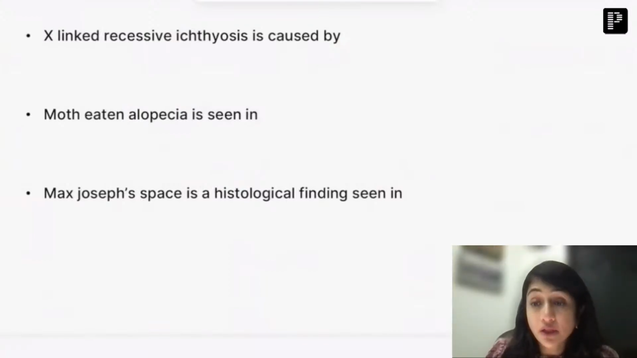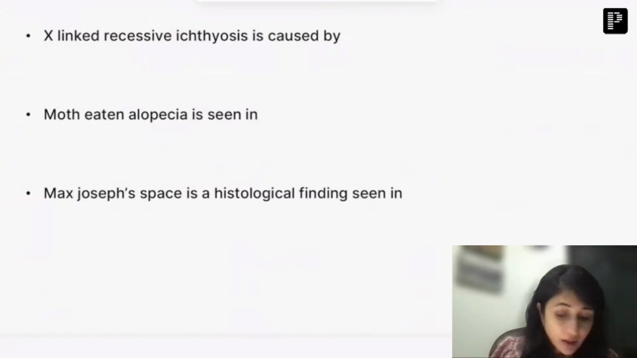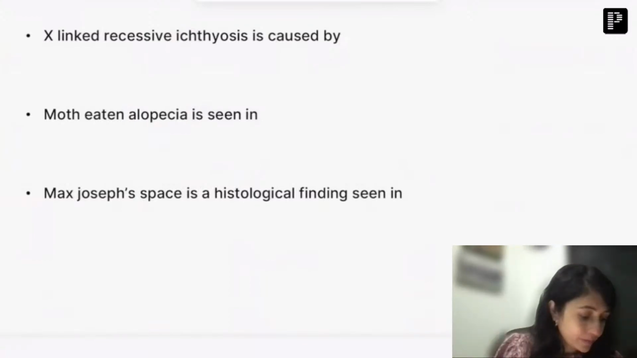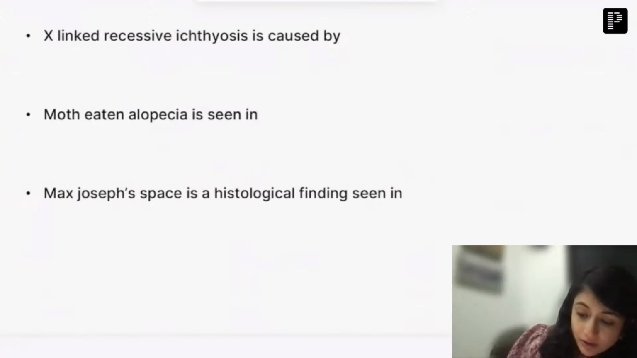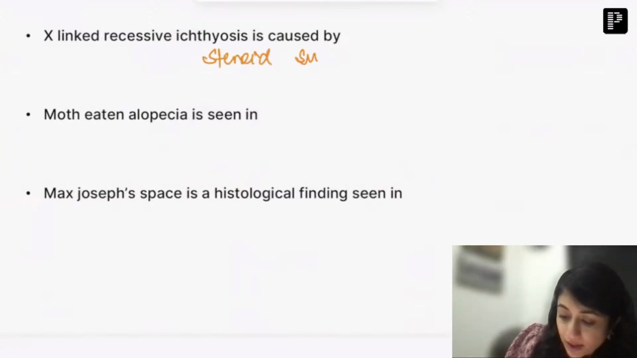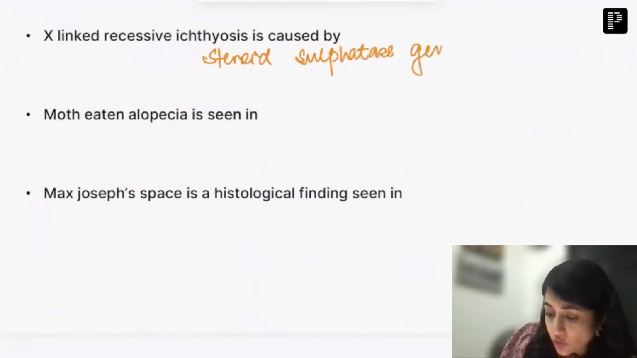X-linked recessive ichthyosis is something which will manifest usually in males. It happens usually later, does not manifest during birth, and typically you see very dirty looking scales in the preauricular area, on the neck, on flexures. But what is the defect here? So the defect is in the steroid sulfatase gene, also called the STS gene.